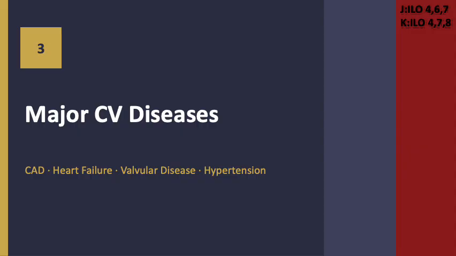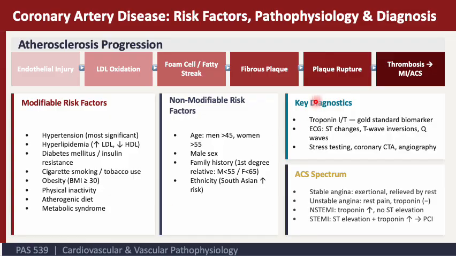Okay, next I'm going to talk about the major cardiovascular diseases. And this correlates with Module J, Instructional Learning, Outcome 4, 6, and 7, Module K, Objectives 4, 7, and 8. So first, we're going to talk about some coronary artery disease, risk factors, pathophysiology, and diagnosis.